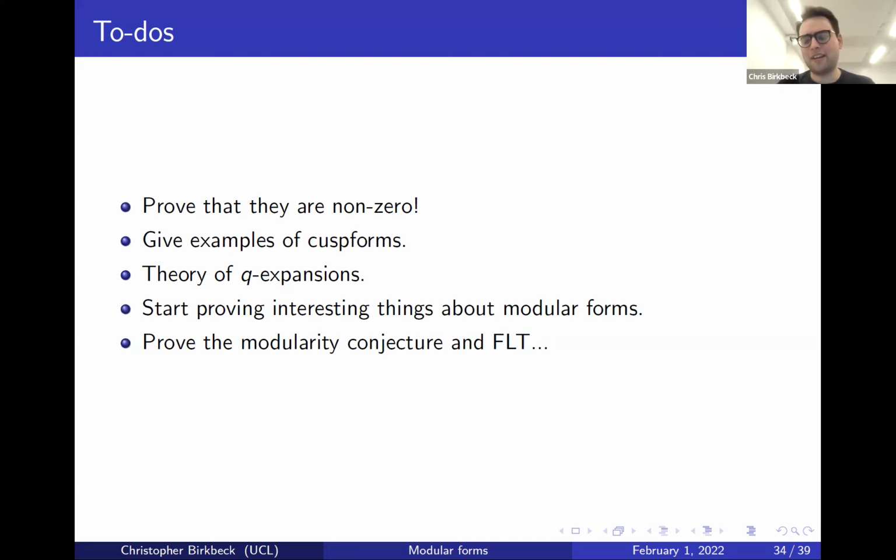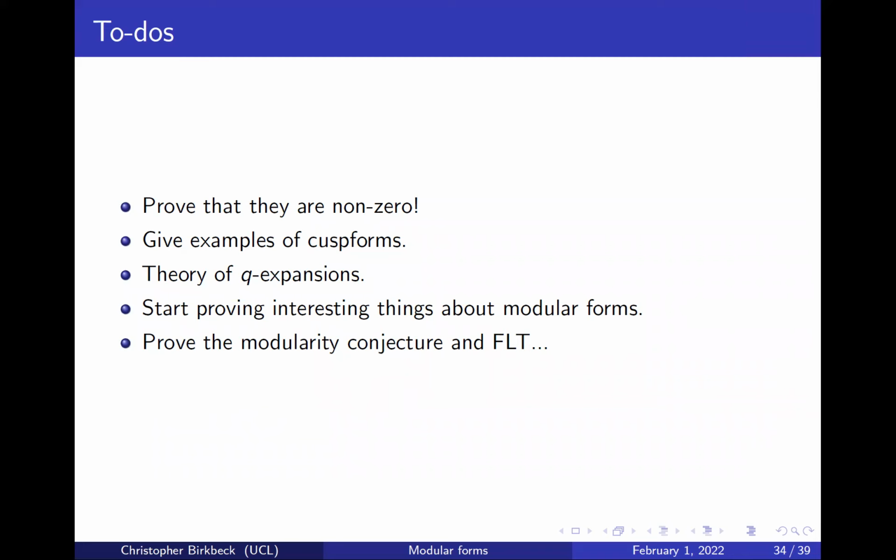Other things to do: I've not given any examples of cusp forms. I can define a function which will end up being a cusp form. You can take a linear combination, like G4 cubed minus E6 squared or something, divided by 1728, and then you get delta, which is the discriminant function.